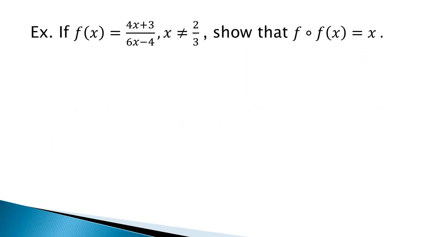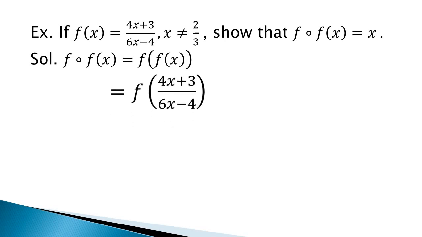Consider a function f(x) equal to (4x plus 3) by (6x minus 4), and this is a rational function. So we have to show that composite of f with itself gives the image of x as x. That means f of f(x) is equal to x. It is nothing but the identity function. So let us show it. What is f of f(x)? It is like this. Put the value of f(x). f(x) is given as (4x plus 3) by (6x minus 4).